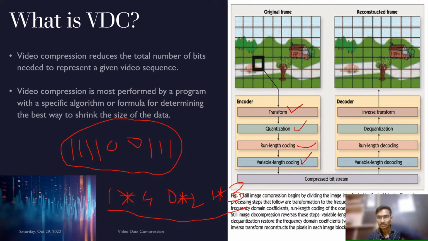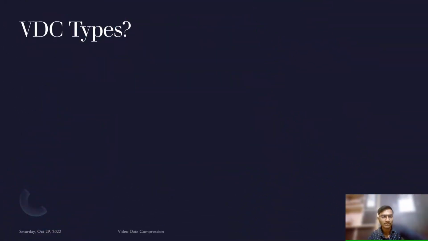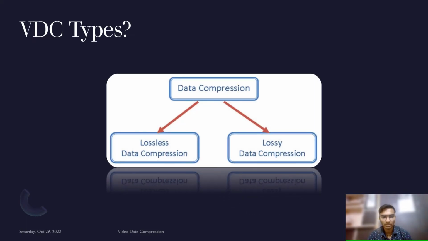So now let's study the different types of video data compression. There are mainly two types present. First is lossless video data compression, and the second one is lossy video data compression. So what is meant by lossless video data compression?